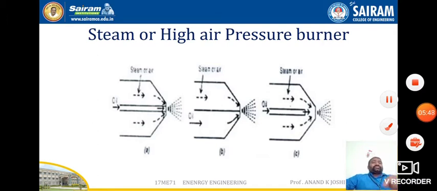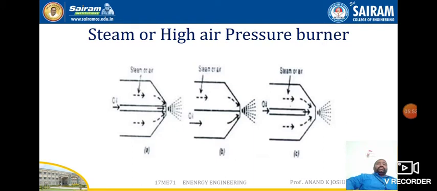Further we are going to discuss the steam or high pressure air burner. So what is meant by a steam or high pressure air burner? We are expecting more high pressure in this kind of burner.